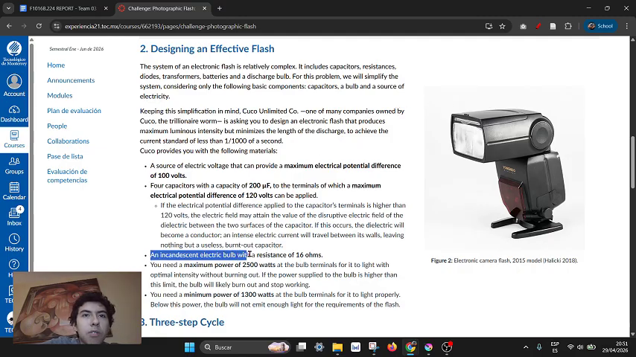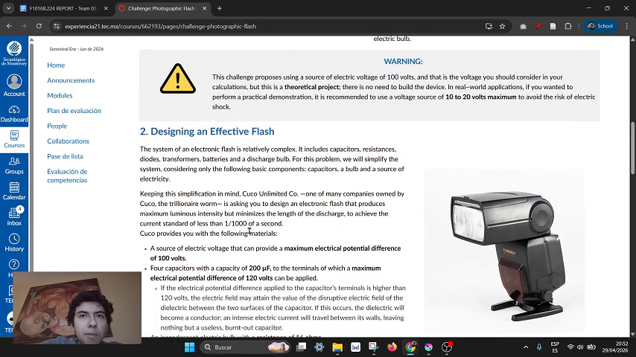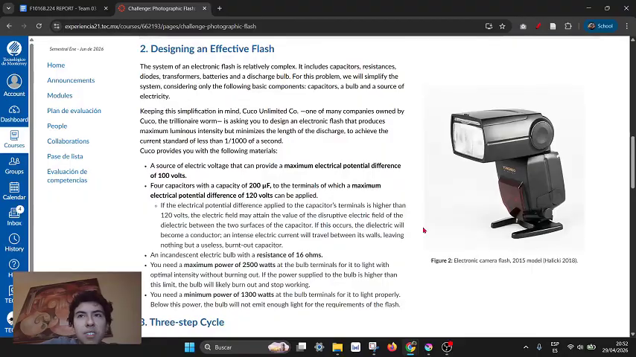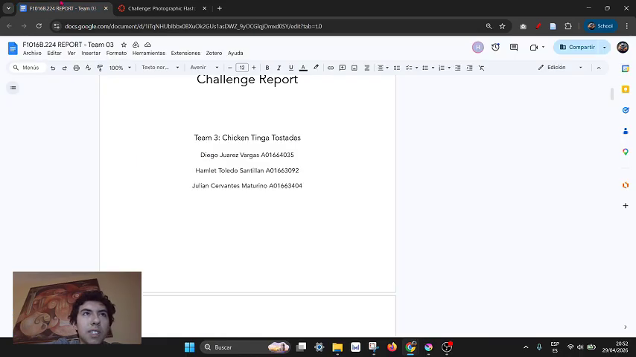But here's the kicker. An incandescent electric bulb with a resistance of 16 ohms. This is not good. Not only that, you need a maximum power of 2500 watts and a minimum of 1300 watts. And last but not least, we need to make it so that it lasts the least amount of time. A 1/1000th of a second at most. This Cuco man is crazy. I am telling you.